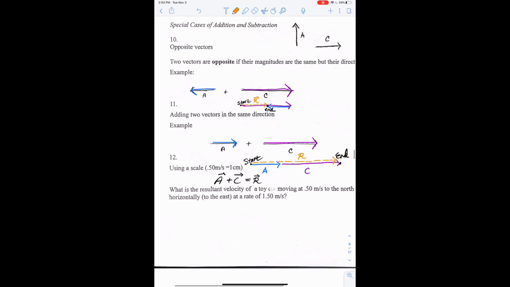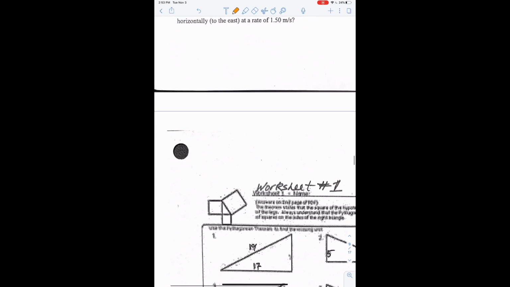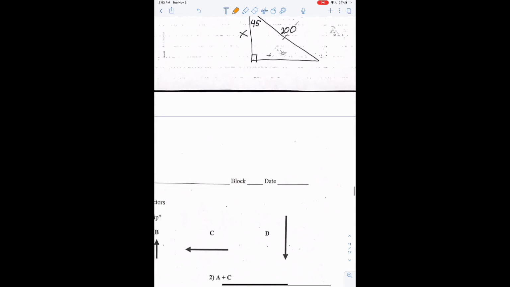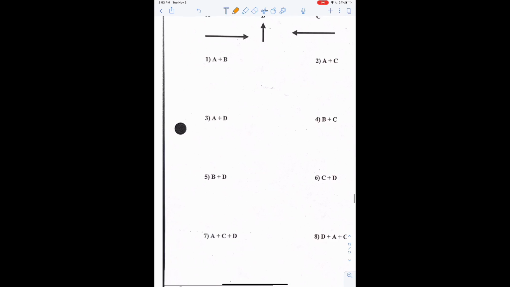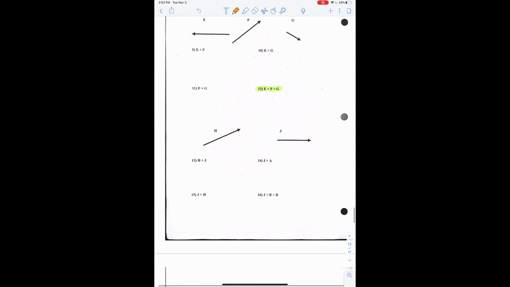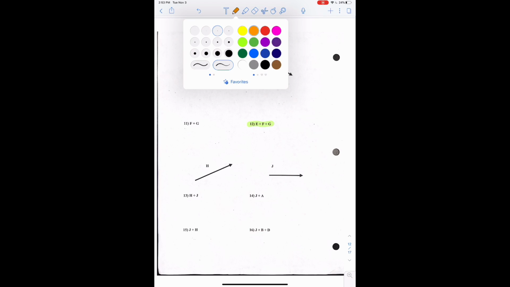Just a little practice. We won't do this one on the bottom of the page. We don't need it. And let's look at the practice. So I think I'm going to hand out some practice in class. And here's the vector addition practice right here. Here's the back of the addition page. And if I don't hand it out in class, it's on Schoology.